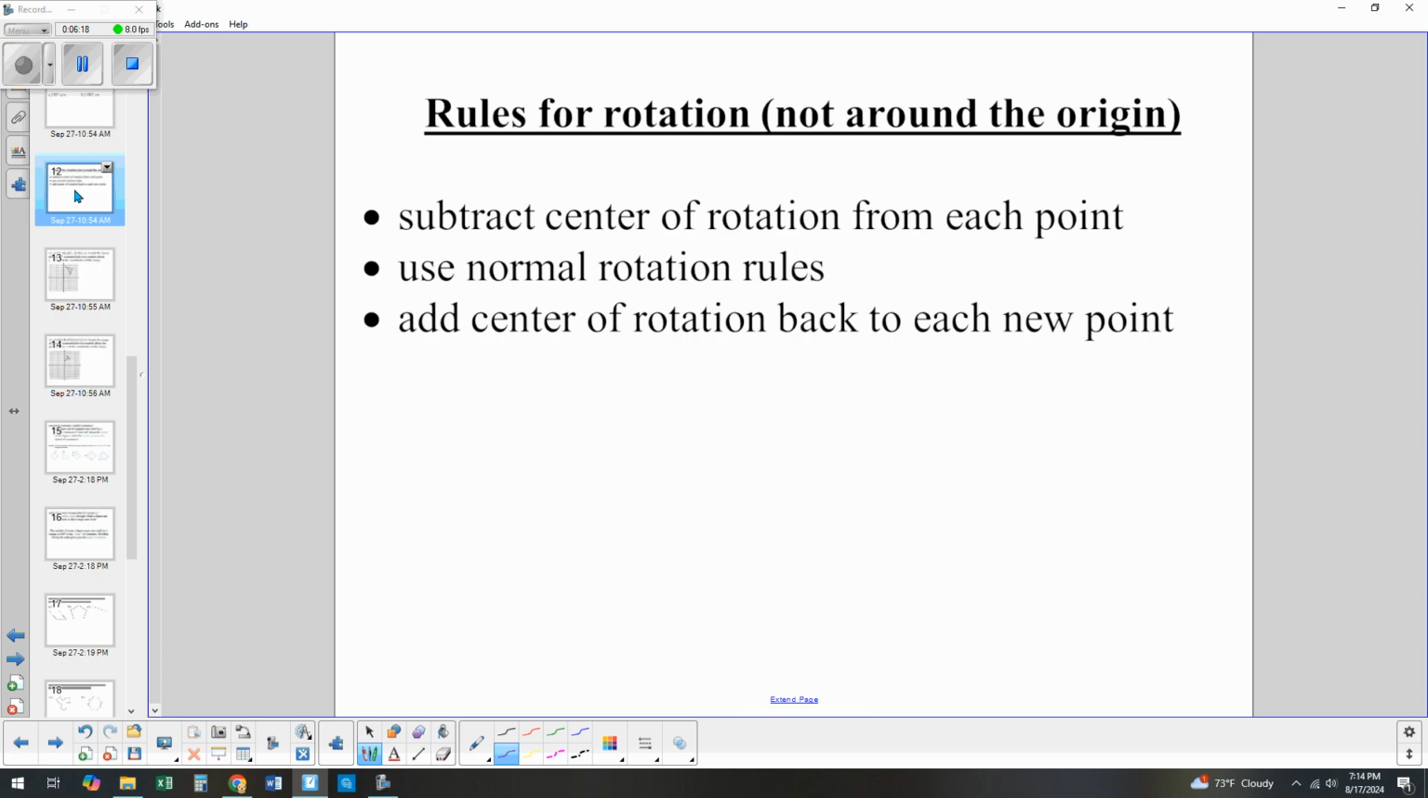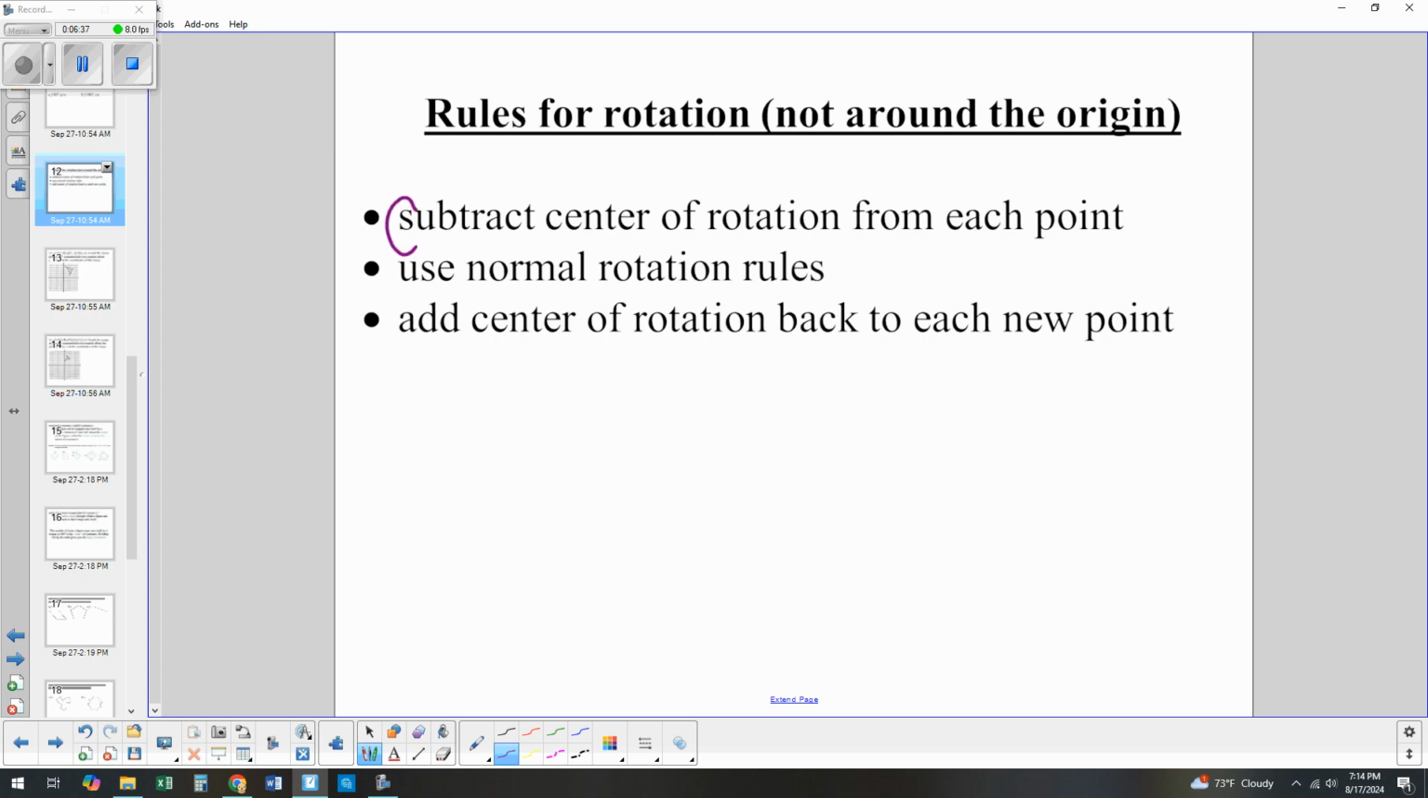In honors, we're going to rotate around points that are not the origin. So we're going to have to do more work for problems like that. And this is going to be what we do. We're going to call it SRA. We're going to subtract the center of rotation from every point. We're going to use the normal rules, and then we're going to add the center of rotation back.